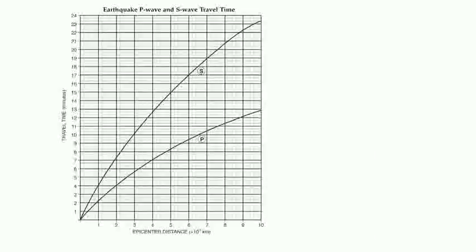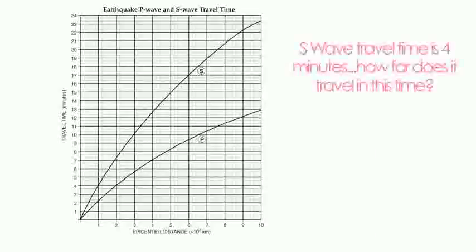So here's just a couple examples on how to use this chart. What I like to do is I like to tell all my kids to identify keywords like travel time, arrival time, origin time, and try to figure out what is given to you that you can get directly off the chart. So for instance, S-wave travel time is 4 minutes. How far does it travel in this time? So your keyword there is going to be your travel time.